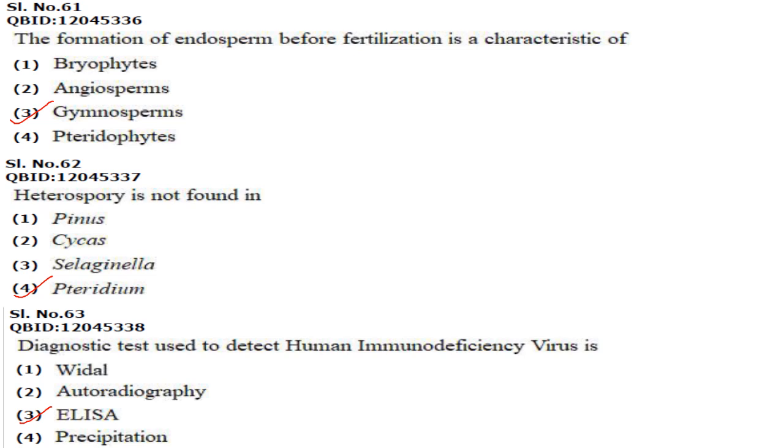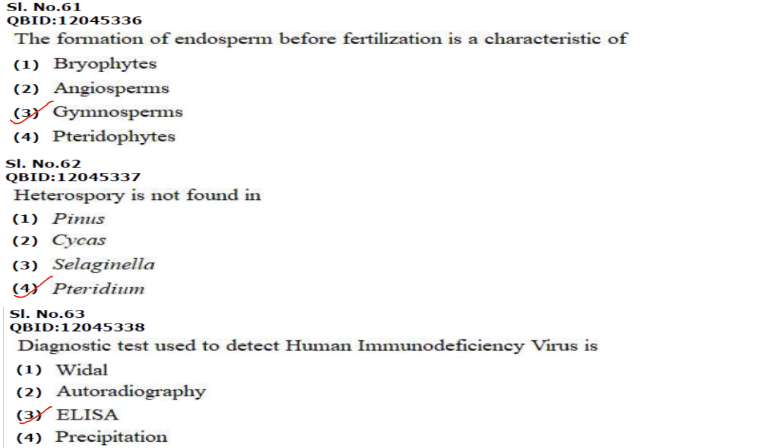The next one. The formation of endosperm before fertilization is a characteristic of. So it is a characteristic of the gymnosperms. Answer is option 3. Heterospory is not found in. So heterospory is formation of two types of spores. Now Pinus, Cycas and Selaginella produce microspores and megaspores. Whereas Pteridium is homosporous, produces only one type of spores. So the answer here is option 4.